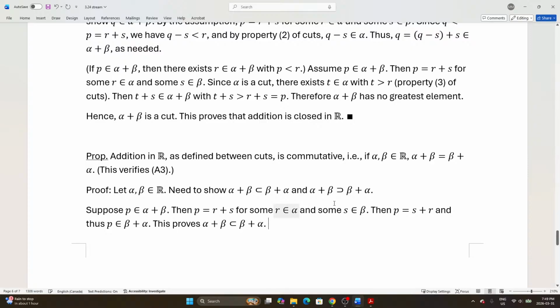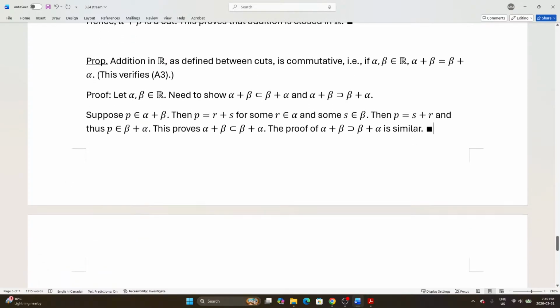This proves this, and the proof of the other containment is similar. Basically, this boils down to R plus S equals S plus R, because we already assume the properties of the rationals. So this is similar. QED. So this verifies A2.